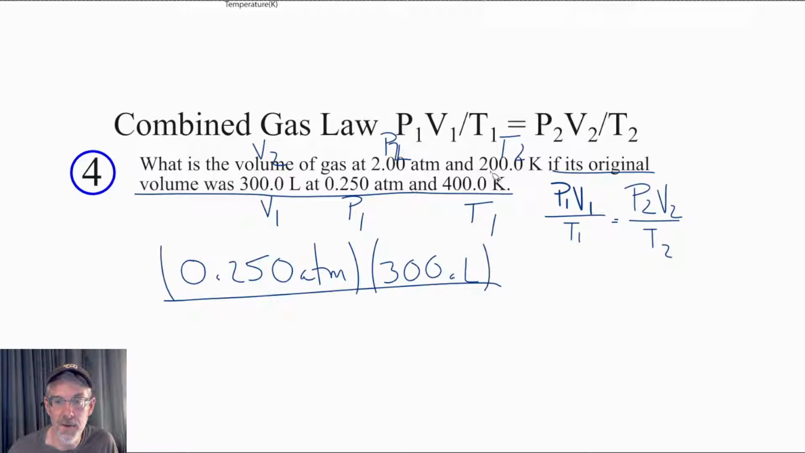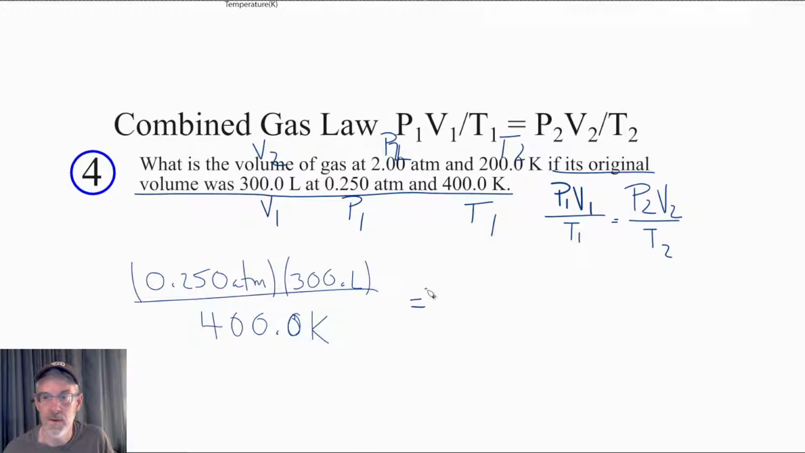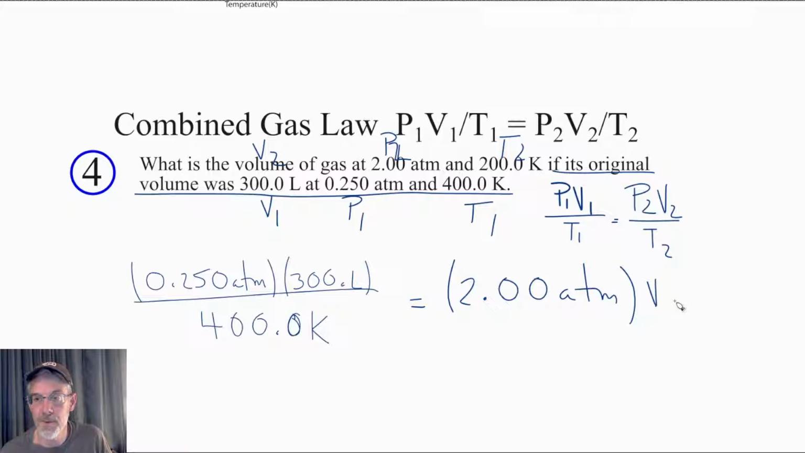And here they're nice enough to give you Kelvin, so we don't have to worry about it. I probably would on a test convert to Kelvin. So then on our final side, we don't know what V2 is, and let me put the bottom part down here, and we'll take a look.